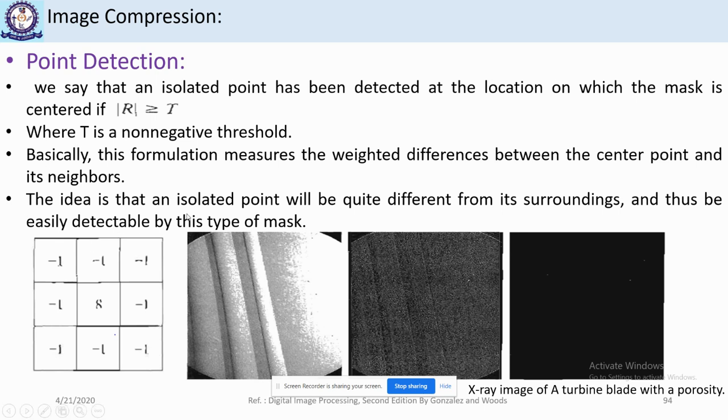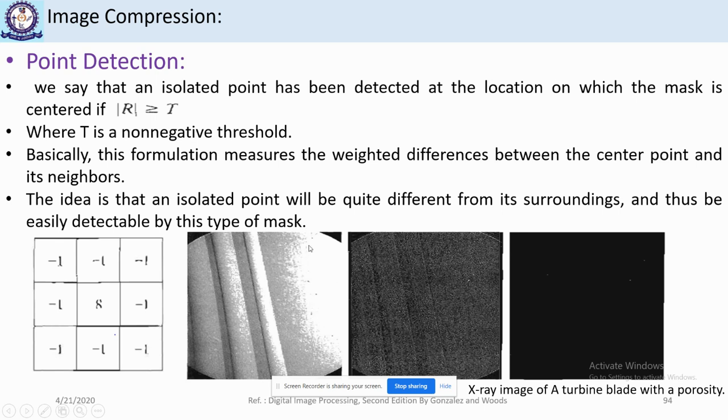The idea is that an isolated point will be quite different from its surroundings and thus be easily detectable by this type of mask. So what does an isolated point mean? A very abrupt change in the intensity at a particular location in the image. That means we have a smooth region and suddenly we get a change, and then we again get a smooth region. So this is an isolated point in this image.